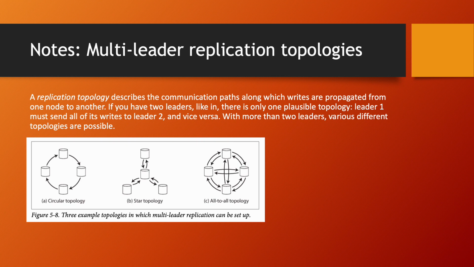Here are some replication topologies. A replication topology describes the communication paths along which writes are propagated from one node to another. If you have two leaders, there is only one possible topology: leader 1 sends all of its writes to leader 2, and vice versa. With more than two leaders, various different topologies are possible. As you can see here, there's a circular topology, a star topology, and an all-to-all topology.